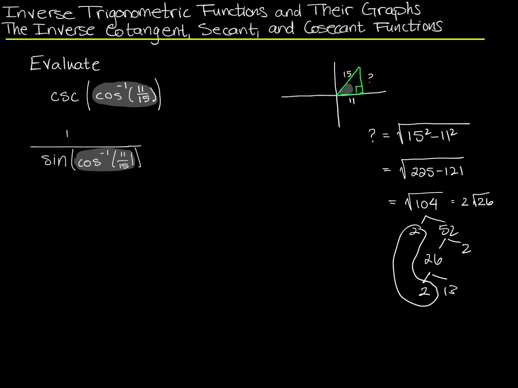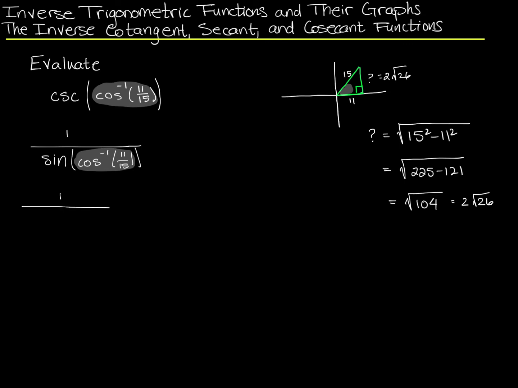I'll erase my scratch work here. So that means that that missing side has a value of 2 root 26. And now I can find the sine of this angle, because sine is just opposite over hypotenuse. So let's do, this is 1 over opposite 2 root 26 over hypotenuse. 1 over a fraction is just the reciprocal of the fraction. So the answer to this question is 15 over 2 root 26.